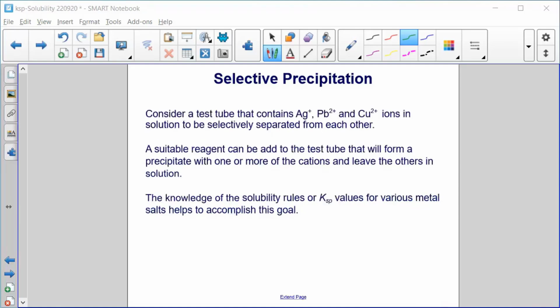Consider a test tube that contains silver ions, lead 2+ ions, and copper 2+ ions in solution to be selectively separated from each other. A suitable reagent can be added to the test tube that will form a precipitate with one or more of the cations and leave the others in solution. The knowledge of the solubility rules, or KSP values, for various metal salts helps to accomplish this goal.